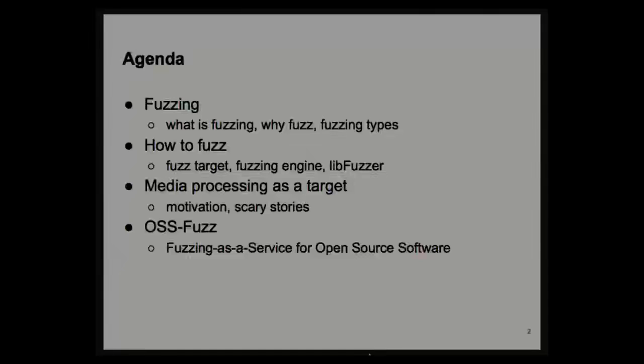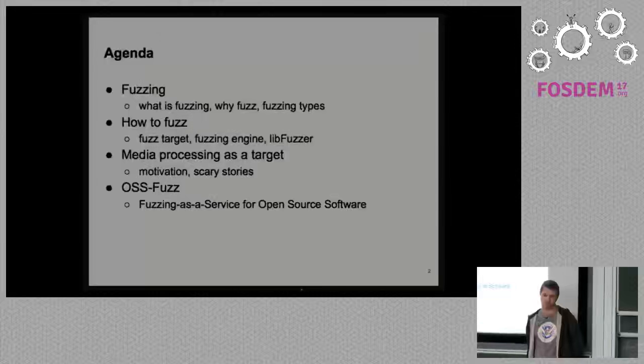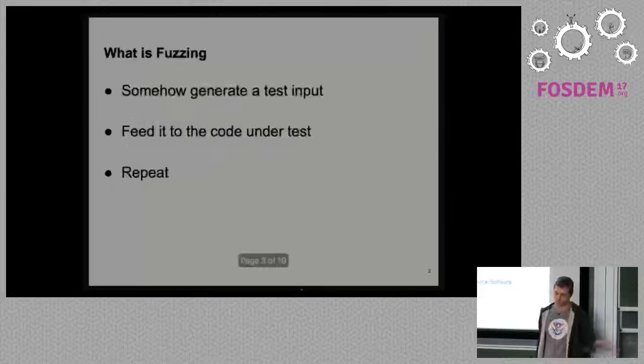And the agenda of my talk: I'm going to briefly explain what fuzzing is, how you can do it, how we do it at Google, why media processing projects seem to be a good target for fuzzing, and in the end I'll give an overview of the OSS Fuzz project. It's like fuzzing as a service for open source.